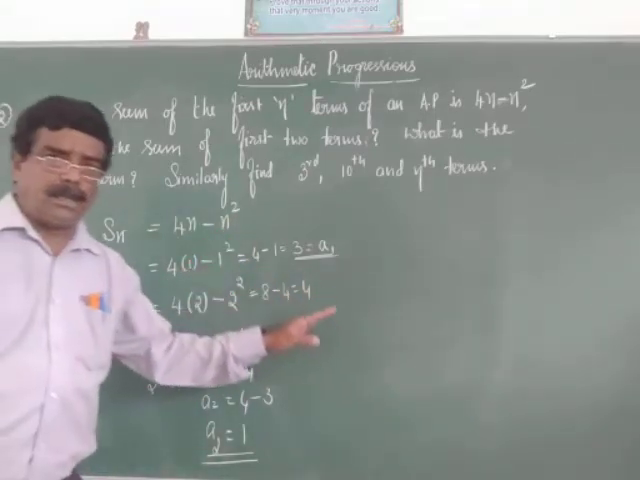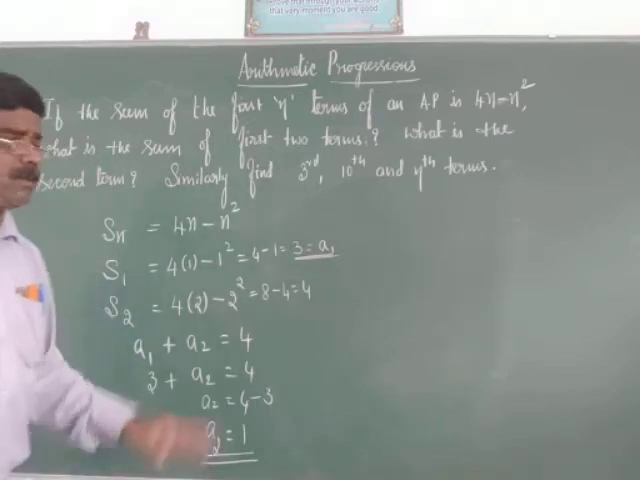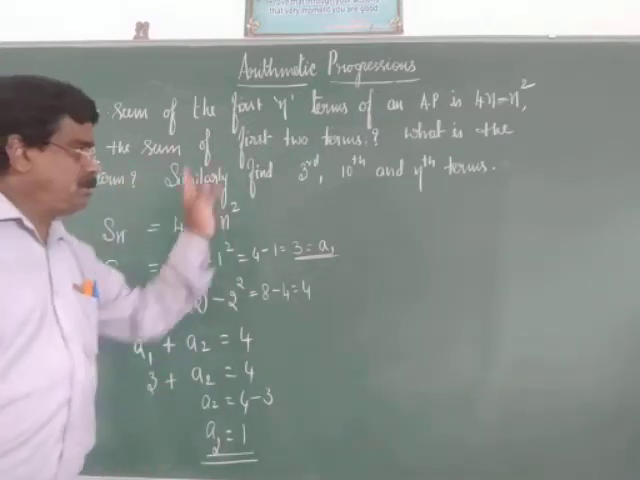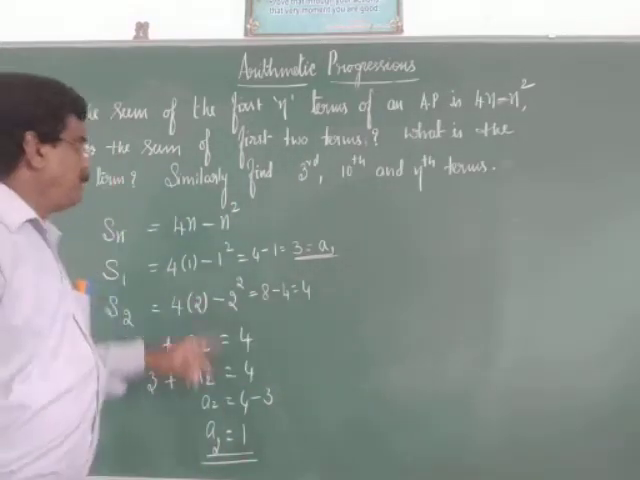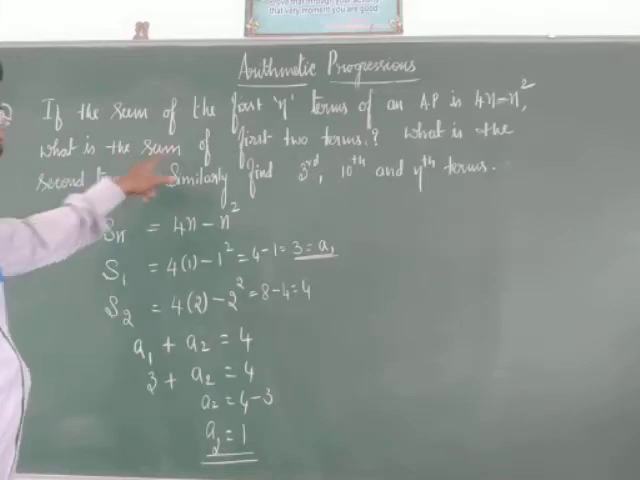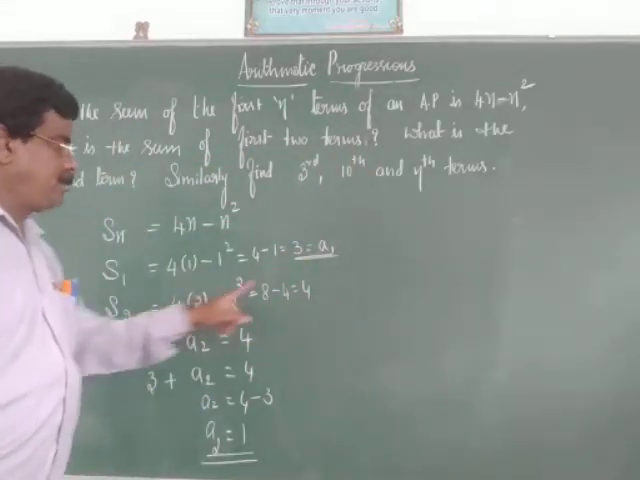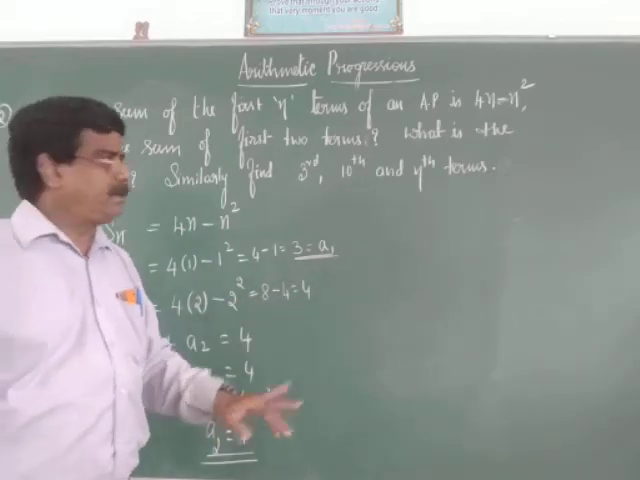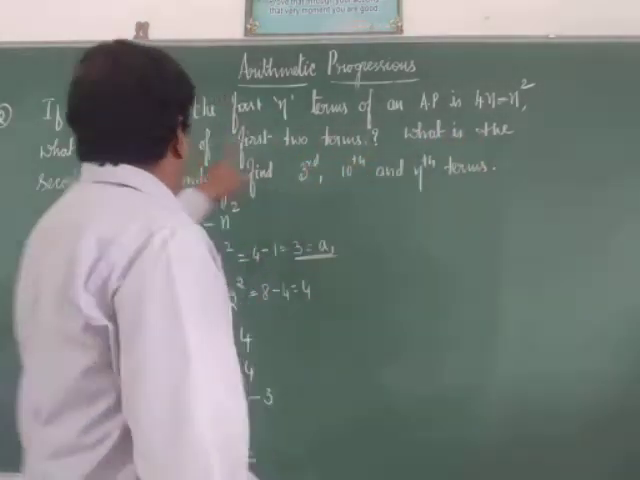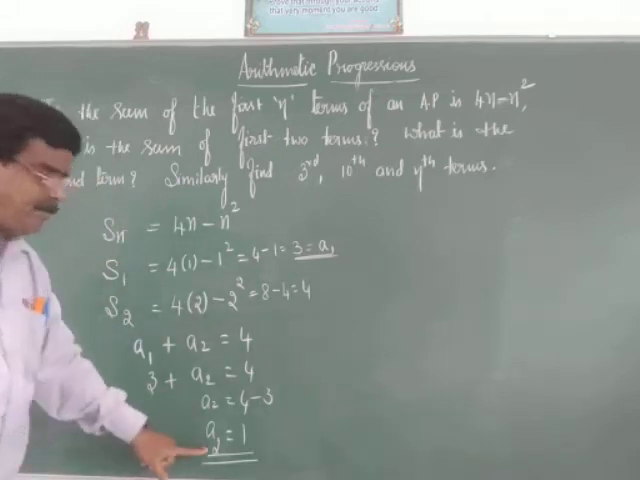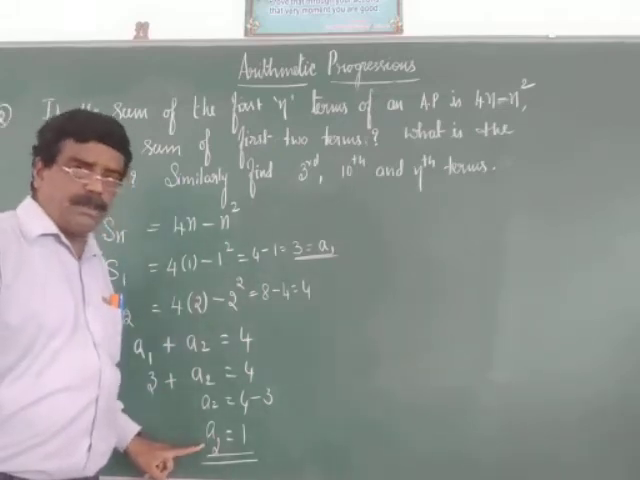We'll conclude it in the last because many questions are asked. All these questions will be concluded in the last. Here it is asked, what is the sum of first two terms? So the sum of first two terms is 4. That is over. Now, what is the second term? The second term A2 is equal to 1.